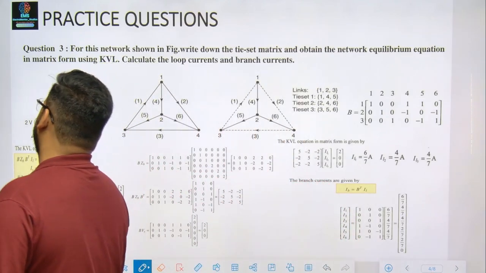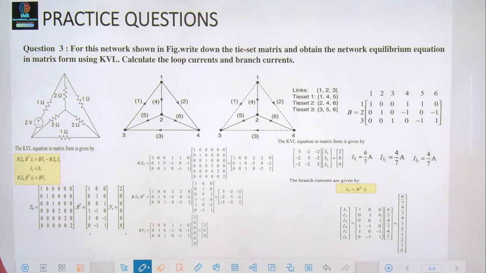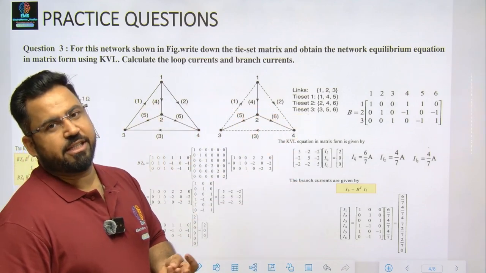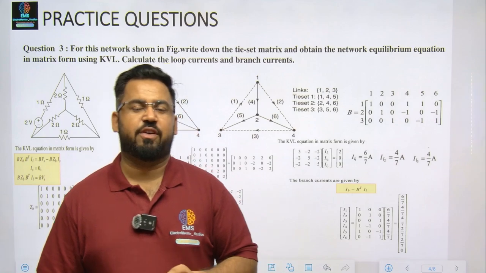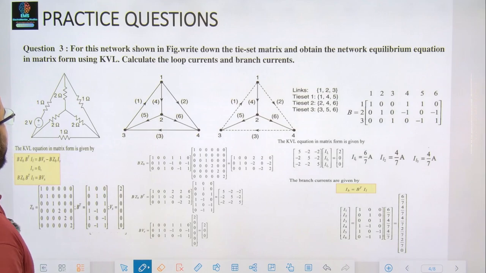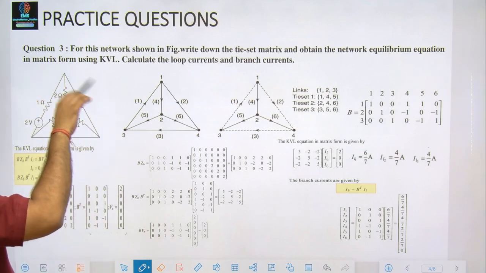Now comes the major question. This question has already been asked in the examination. At that time, they didn't ask about the equation. They asked about finding out the tie set matrix, the incidence matrix, and the cut set matrix. But they can surely ask for the other parts as well. So this is the given circuit.